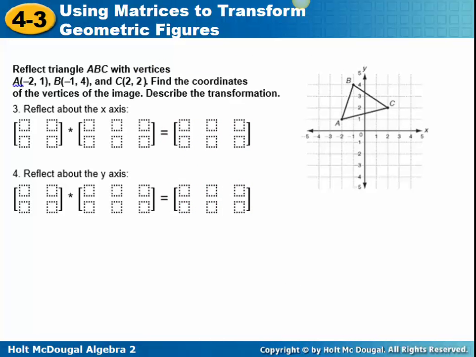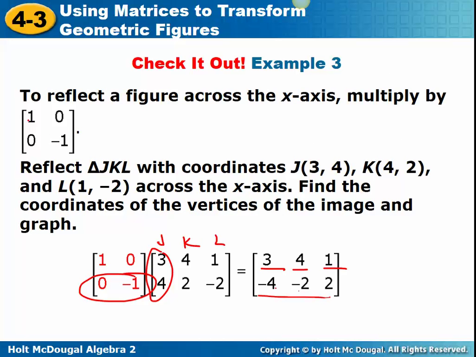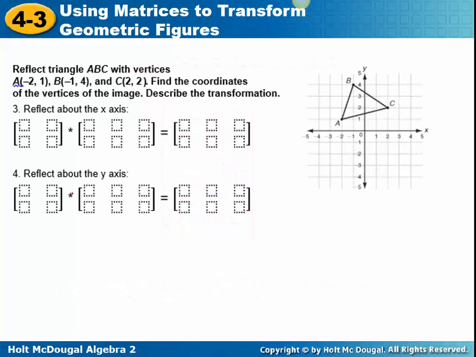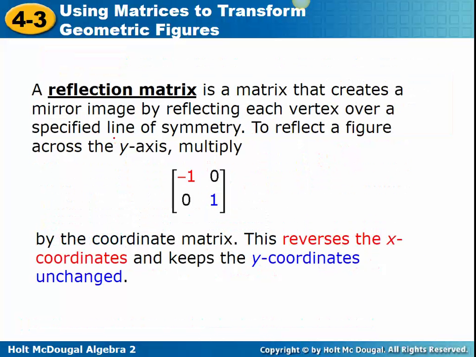In your worksheet, in your assignment, the graph of ABC is already here. It's got these vertices: A is negative 2, 1, B is negative 1, 4, and C is 2, 2. And we want to reflect about the x-axis and about the y-axis. You might have to look back in your worksheet, but reflecting about the x-axis was [1, 0; 0, -1], and reflecting about the y-axis was [-1, 0; 0, 1].